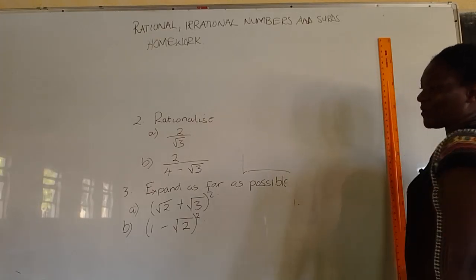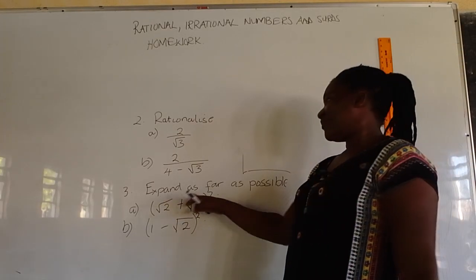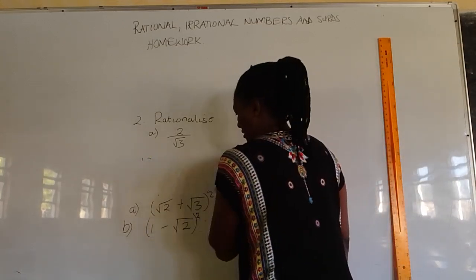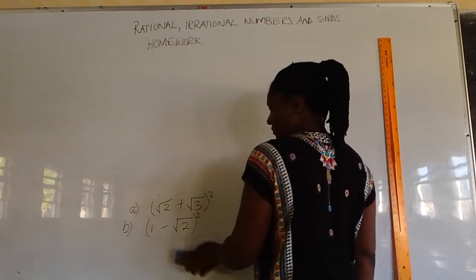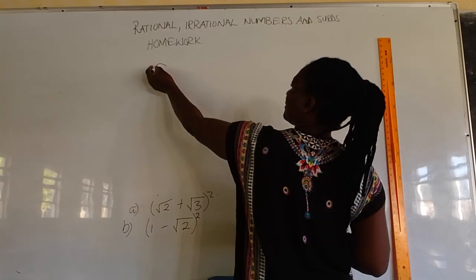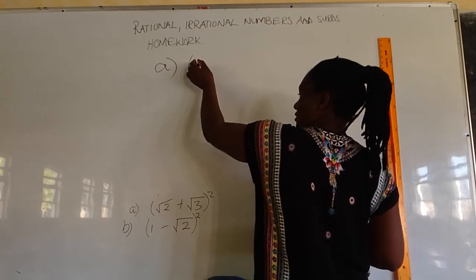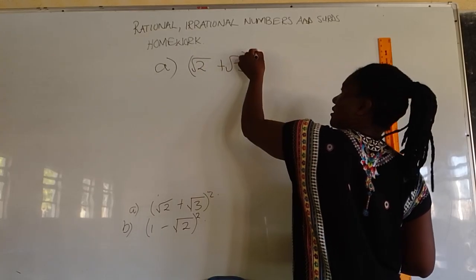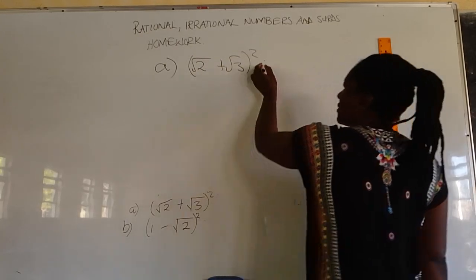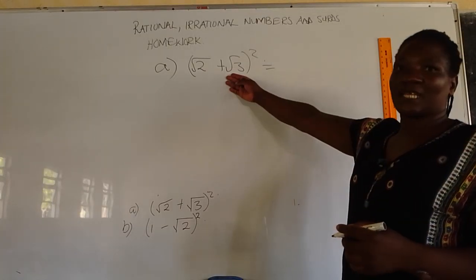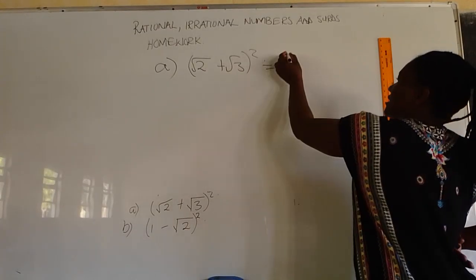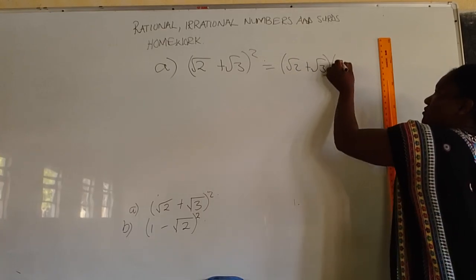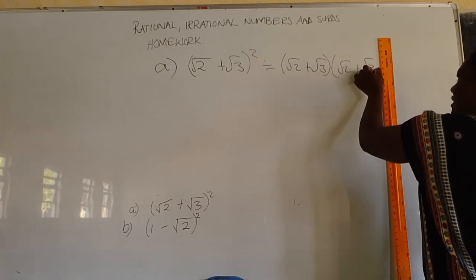Right. We are now moving on to number 3. Expand as far as possible. Right. We are going to expand as far as possible. A, 2 root 2 plus root 3 squared. So it means we are multiplying this bracket by itself. So it's root 2 plus root 3 times root 2 plus root 3.